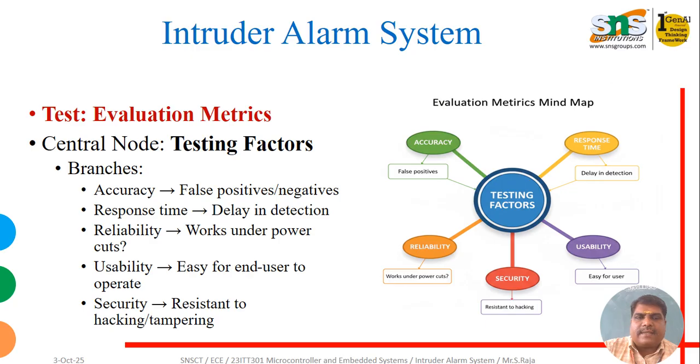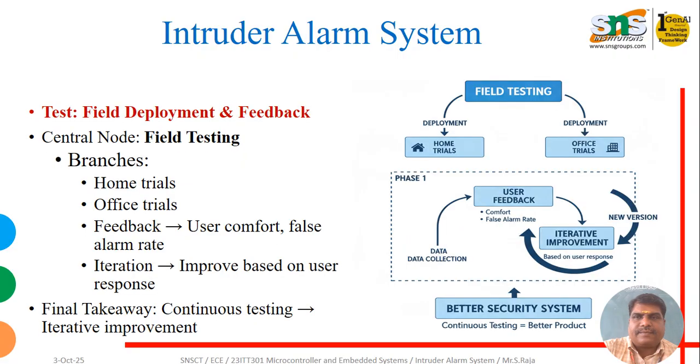That is, if the power is not working, the intruder alarm system needs to work on battery or some other external source. Then usability, easy for the end user to operate. Then security, resistance to hacking and tampering. So these are the various design metrics or factors considered under the testing condition.